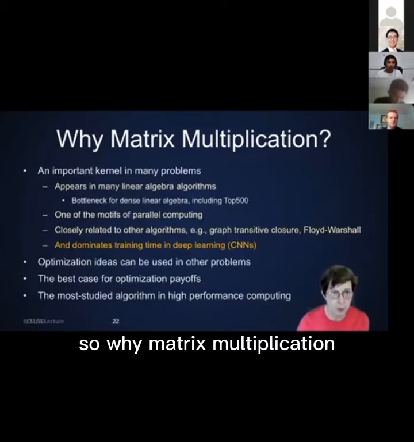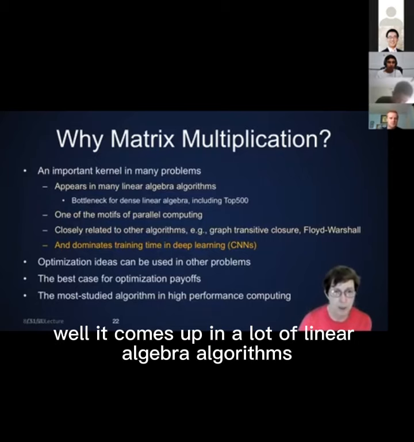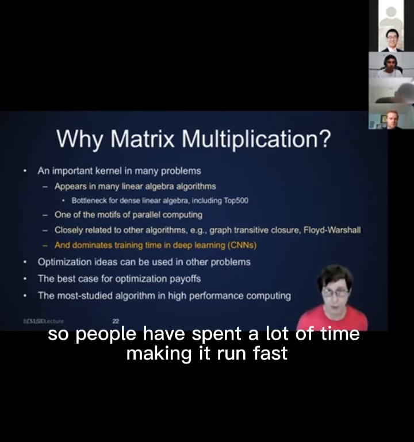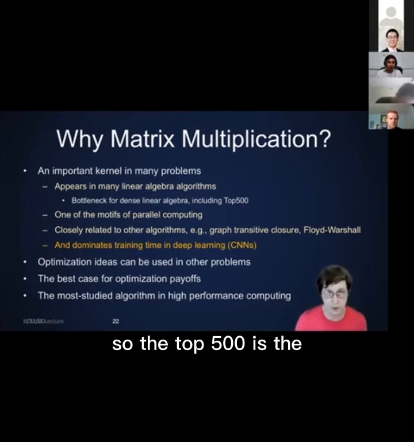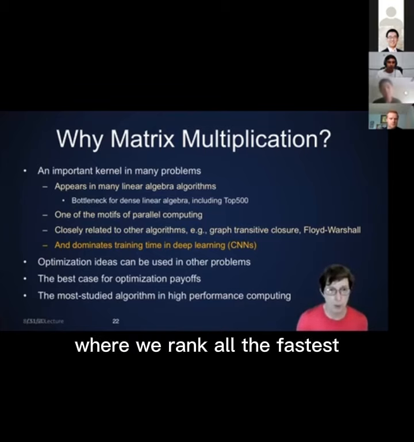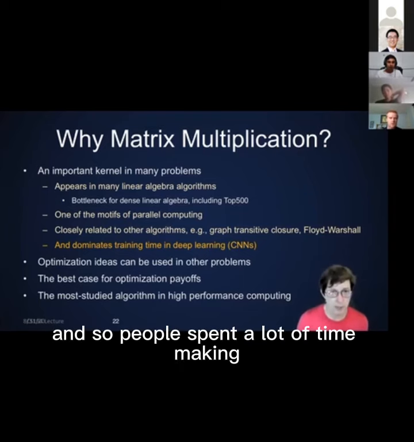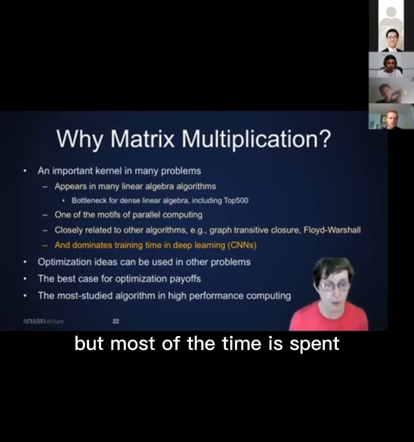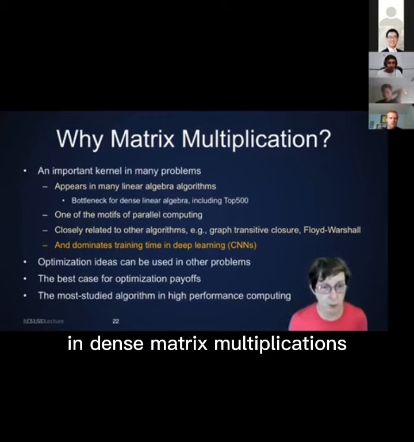So why matrix multiplication? Well, it comes up in a lot of linear algebra algorithms. It's used in the Top 500. So people have spent a lot of time making it run fast. So the Top 500 is the list that I mentioned last time, where we rank the fastest 500 machines in the world. And so people spend a lot of time making that, it's the dense LU factorization, but most of the time is spent in dense matrix multiplications.